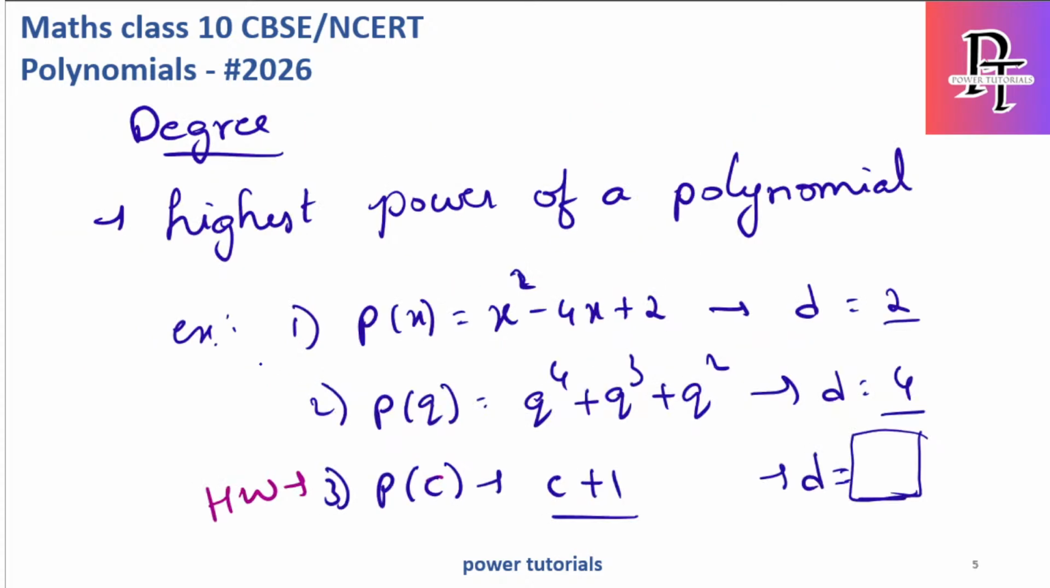As I mentioned, today we are going to solve all the homework questions. This is one of the homework questions. They are asking for the highest power of the polynomial, that is, the degree of this equation. This term has degree 2, this has degree 4, and here there is nothing, so we can say the degree is 1.